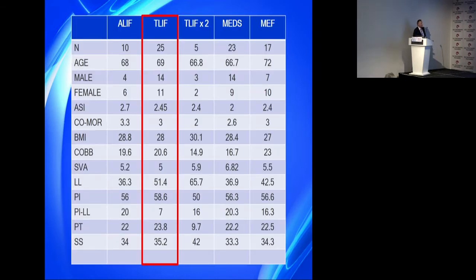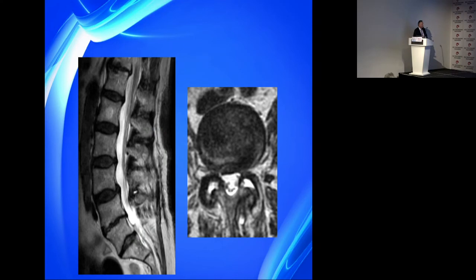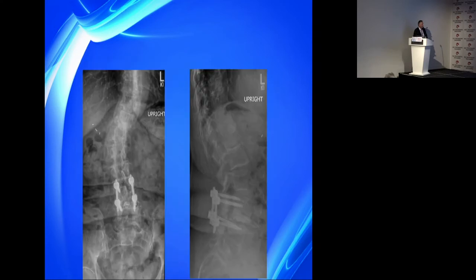How about the second group, our T-lifts? We had 25 patients who underwent T-lift operation. For example, this patient has scoliosis. She is status post L4-5 fusion, and she's got bilateral lower extremity pain. This is her MRI showing severe disease, collapse at 4-5, horrible facets at that level, and she underwent a single level T-lift.